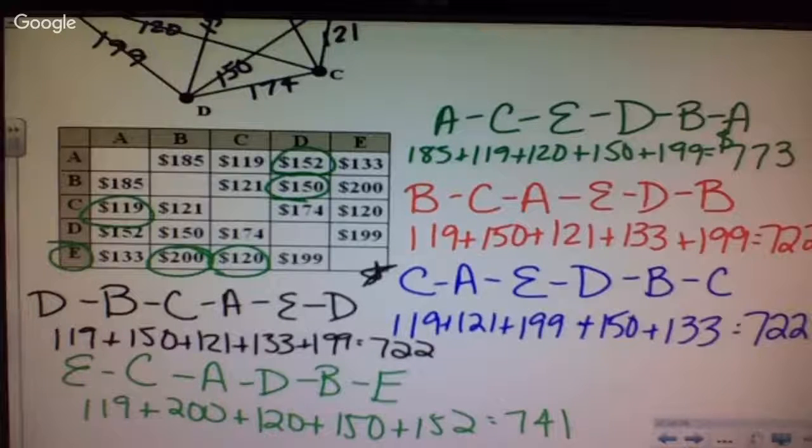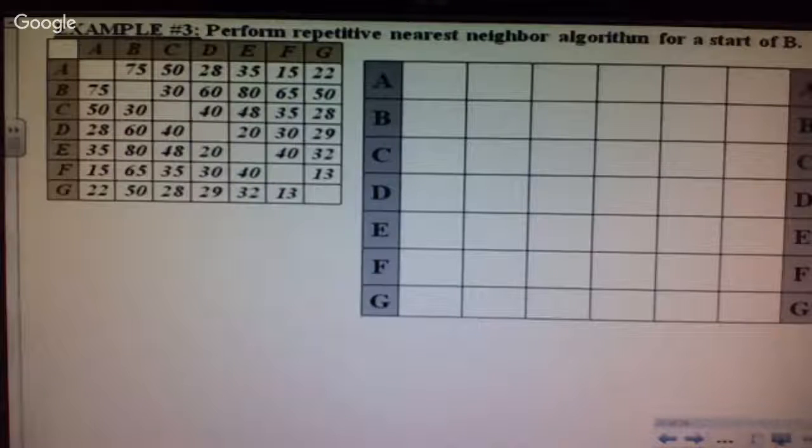What's this? Holy cow. Why do you have the second chart?